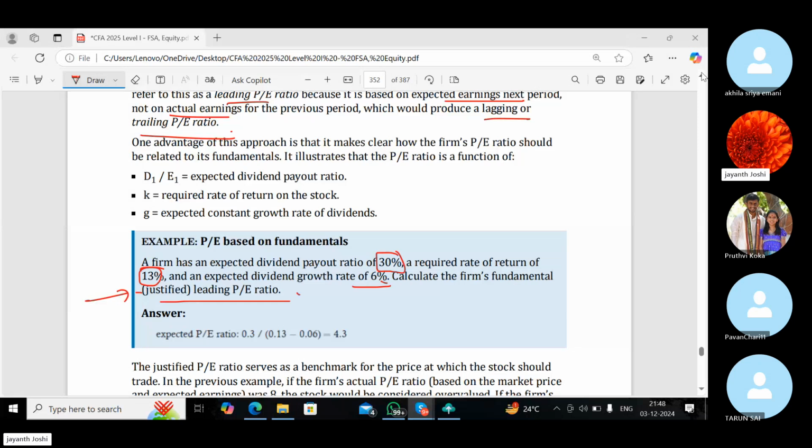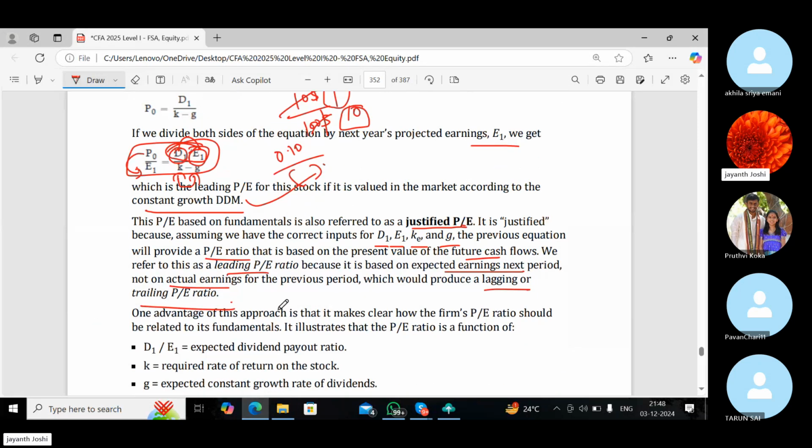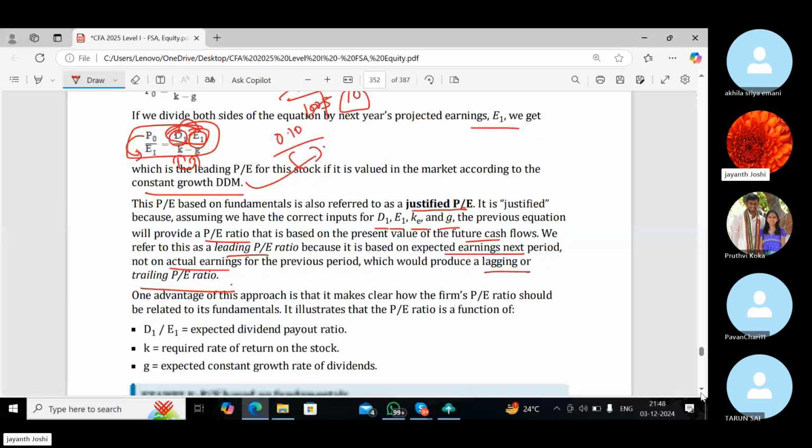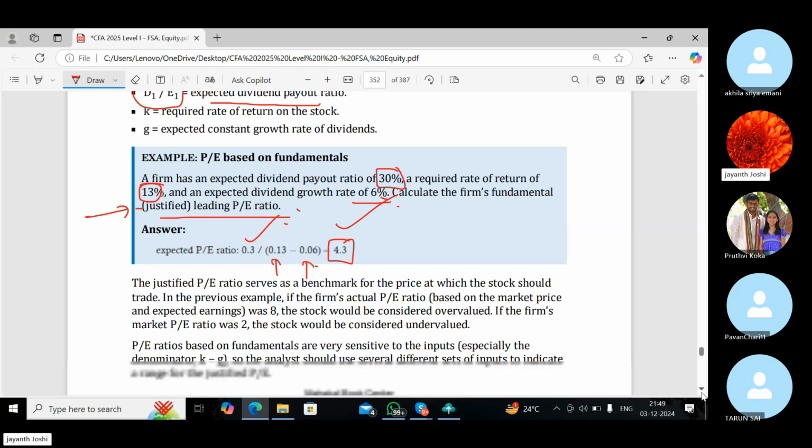So we will take this dividend payout ratio. Dividend is always paid out of the earnings, right? Dividend is always paid from the earnings. So D1 by E1 is the expected dividend payout ratio, which is given to us as 30%, divided by the required rate of return, which is this, minus the growth factor, which is this. If you solve, you get the expected PE ratio. Okay, please calculate this one. We'll move forward.